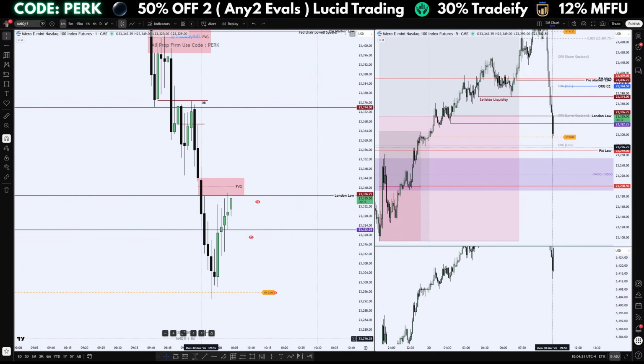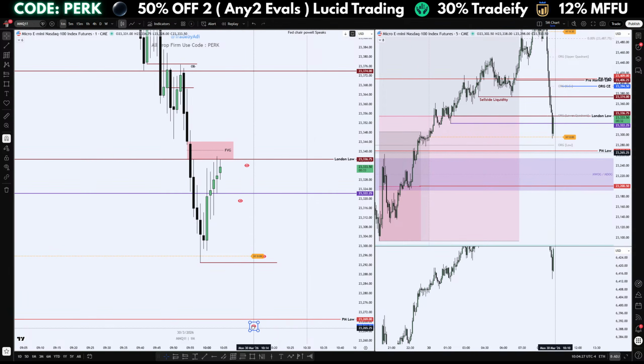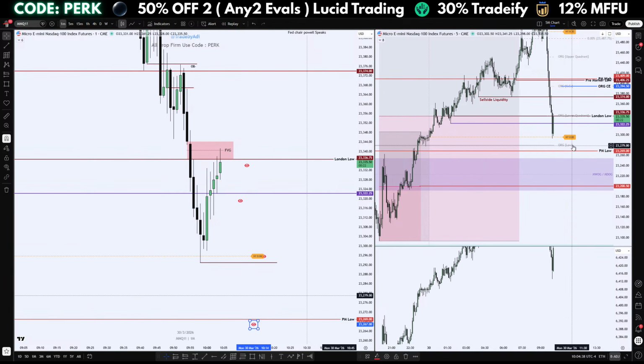The low we have created at 958, okay, and below this we do have the PM session low, and right now we are at a quadrant level 25, the 75% one. The lower quadrant is at 23,280 over here.